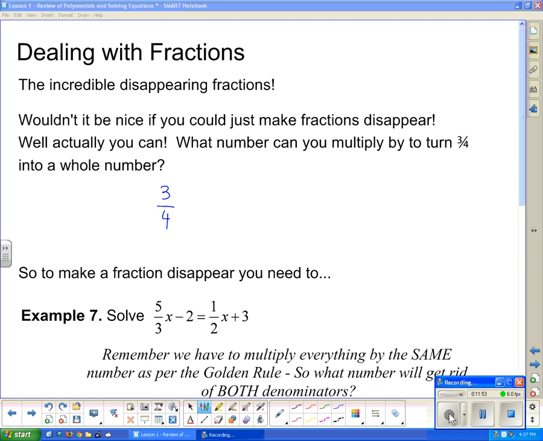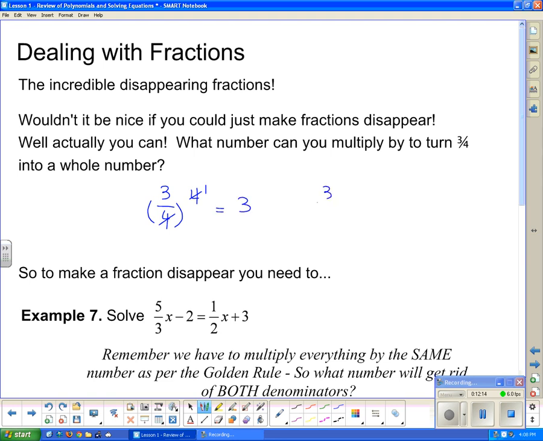In fact, the way that works is I could take 3/4 here and multiply it by 4. And if I take 3/4 and multiply it by 4, these two 4s cancel each other out because 4 divided by 4 is 1. So I actually do that division first. 4 divided by 4 is 1. And I'm left with an answer of 3.